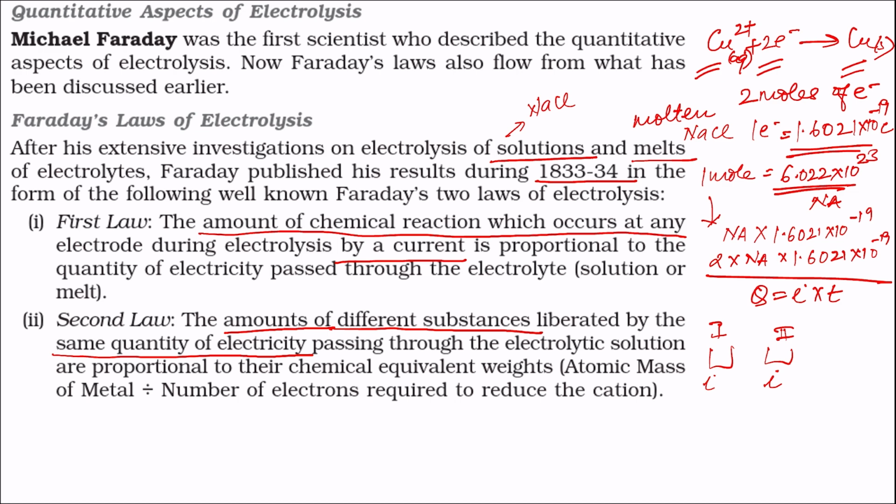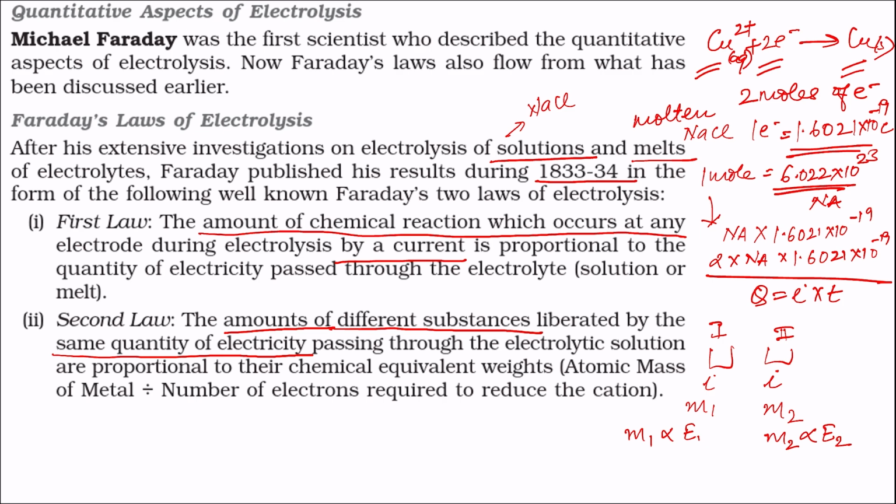Then, if in solution 1 the amount of substance deposited is M1 and in solution 2 the amount of substance deposited is M2, then the amount of substance deposited in solution 1 is directly proportional to its equivalent weight, and the amount of substance deposited in solution 2 is directly proportional to its equivalent weight. So if the same amount of current is passed through two electrolyte solutions, then the amount of substance deposited at the electrode is directly proportional to their equivalent weights.